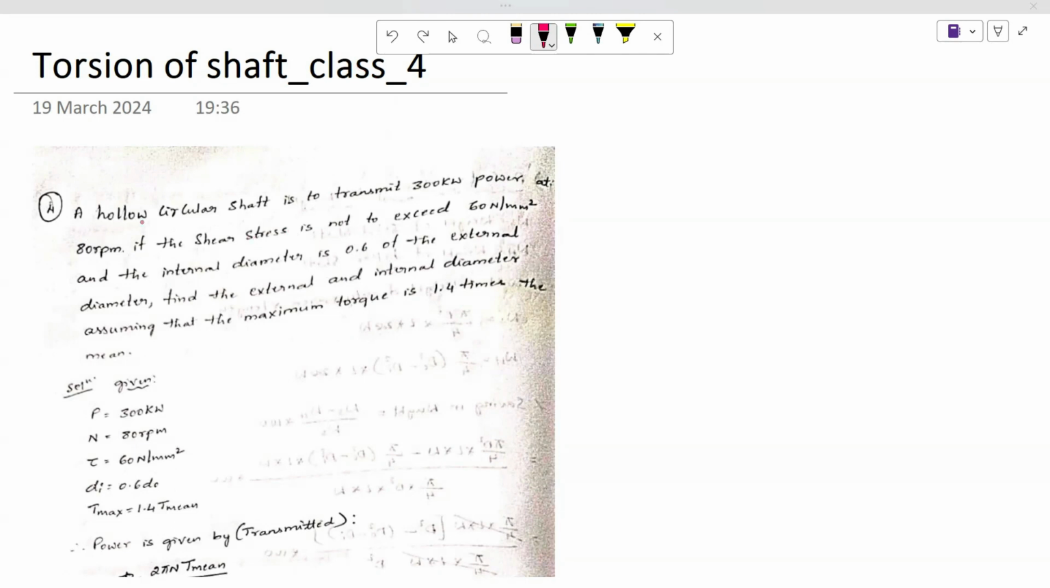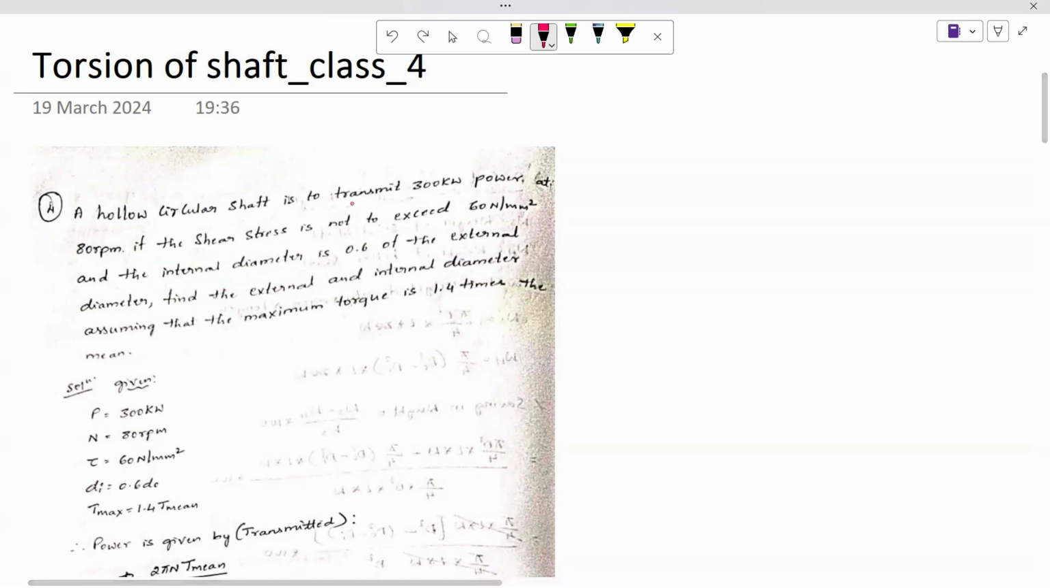The first one: a hollow circular shaft is to transmit 300 kilowatt of power at 80 RPM. If the shear stress is not to exceed 60 Newton per millimeter square and the internal diameter is 0.6 of the external diameter, find the external and internal diameter, assuming that the maximum torque is 1.4 times the mean torque. So this is the problem. Very simple. We will solve this problem step by step.